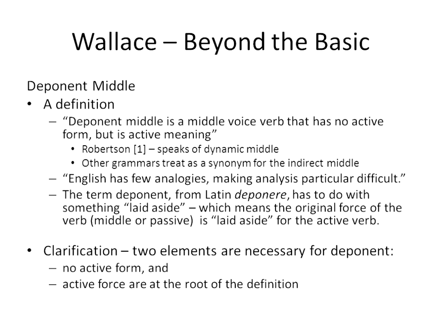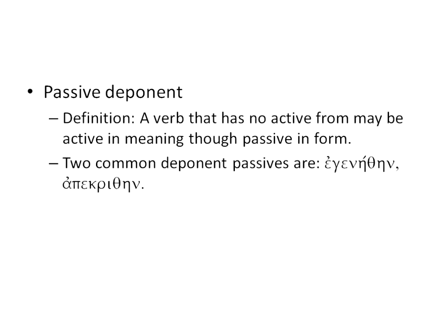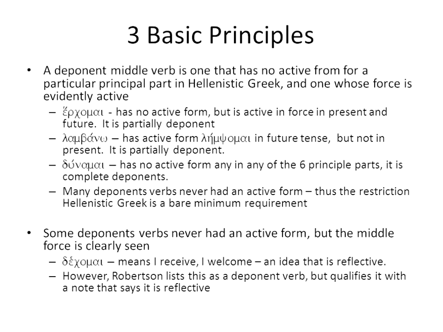Let's pick up the same definition of deponent from the passive and then go to these examples of these deponent verbs. In a passive deponent, the definition is a verb that has no active form, but may be active though in the passive form. Two common deponent passives are exegesis and apokryphethane. Okay, notice they have the active form in their definition.